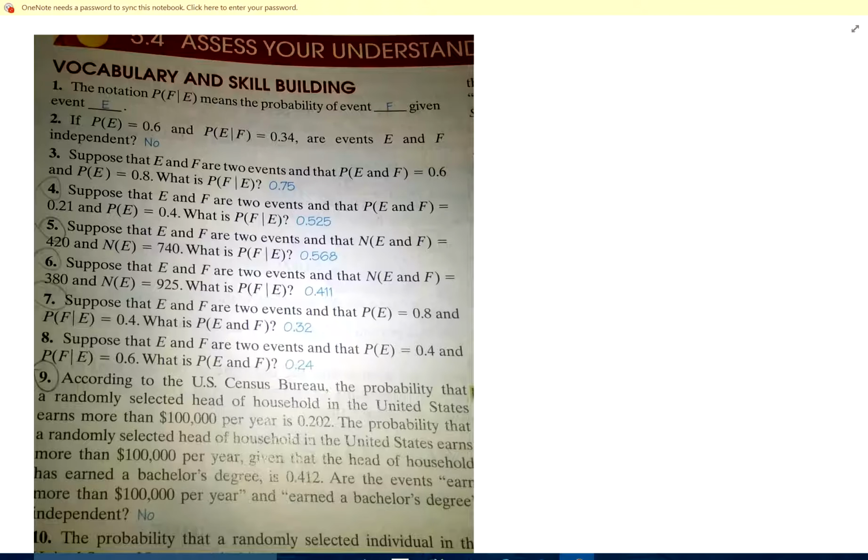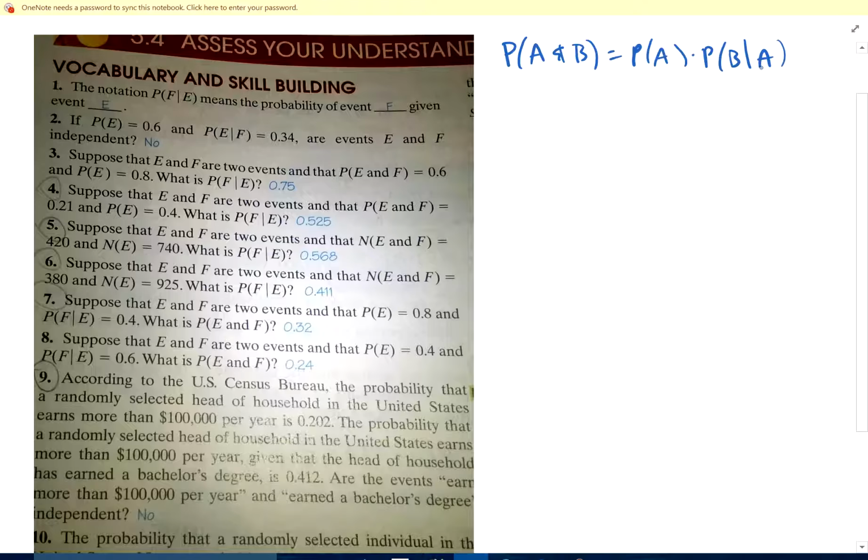All right, here we go, homework 5-4. Let's see. In this section, we're going to use this formula a lot. Probability of A and B equals probability of A times the probability of B given that A occurs.